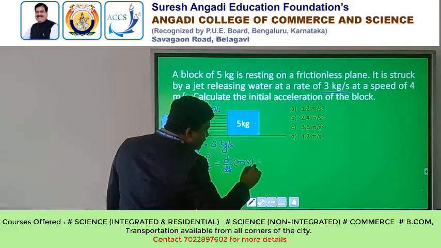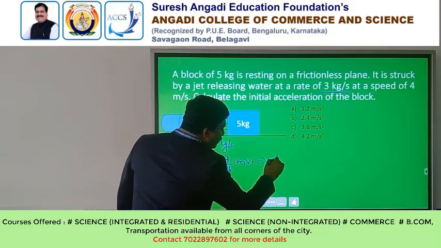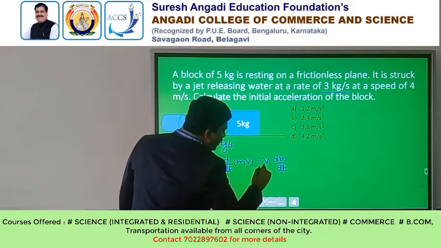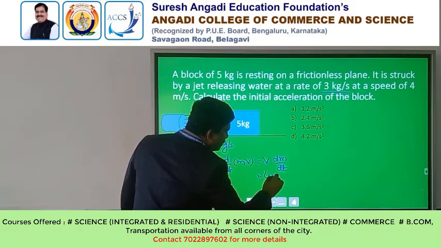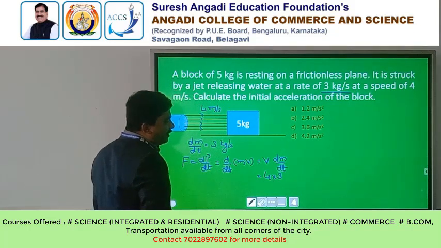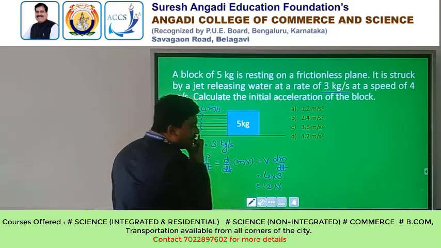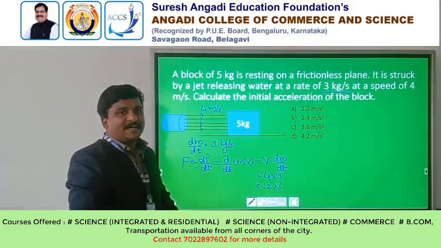So here v is constant, take it outside. The dm by dt, both values we know. This one is 4, and mass every second it is coming 3 kg. 4 3s are 12 Newton. Total 12 Newton force is acting on 5 kg mass.